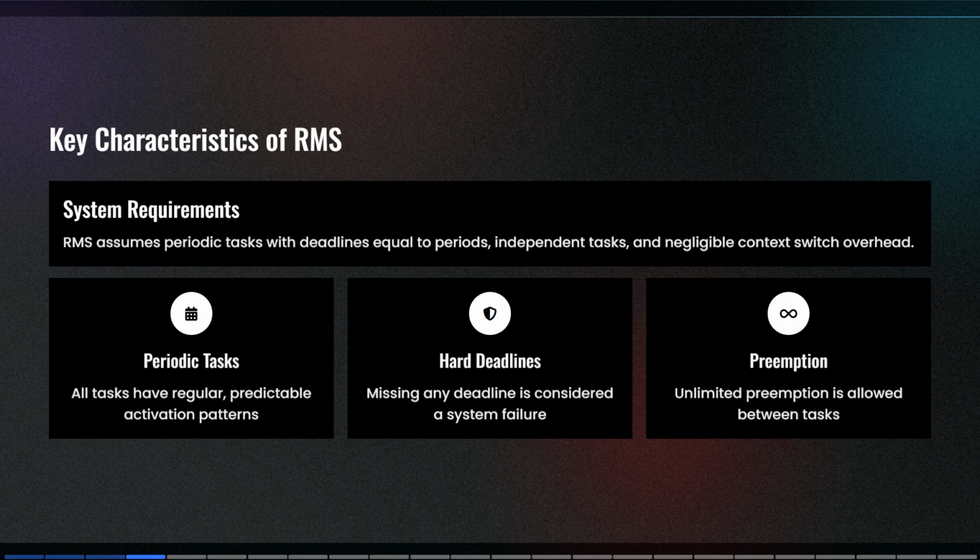Scheduling simply means deciding the order in which tasks execute on the CPU. In real-time systems, scheduling isn't about fairness, it's about meeting deadlines. The algorithm must ensure that all critical tasks finish on time, even if it means lower priority tasks are delayed.